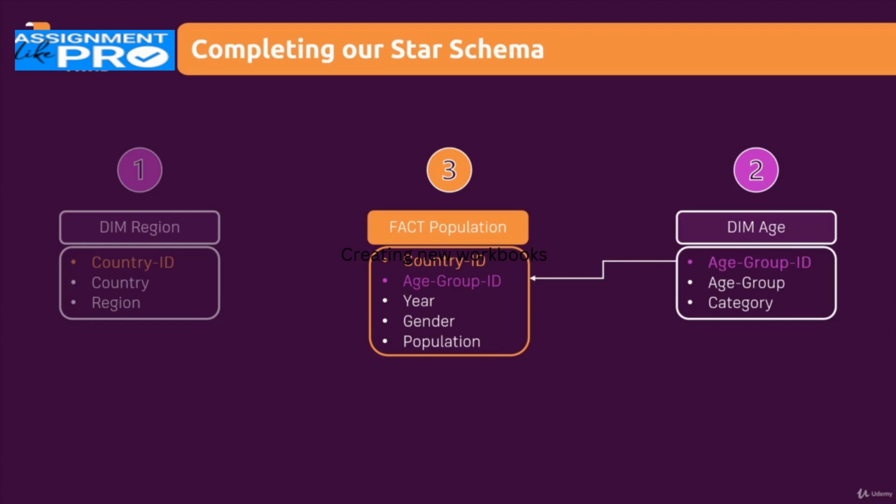Steps 2 and 3 we will tackle in the next lectures. Let's start with the dim age table.